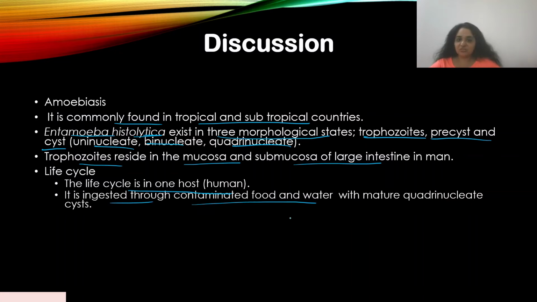So it is ingested through contaminated food and water with mature quadrinucleate cysts. Mature quadrinucleate cysts are what enter into humans.